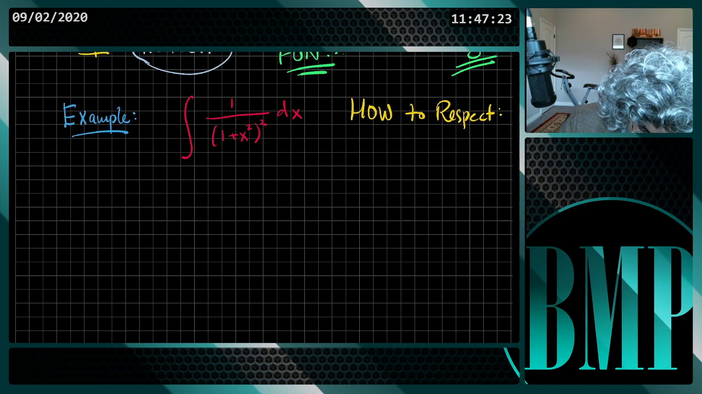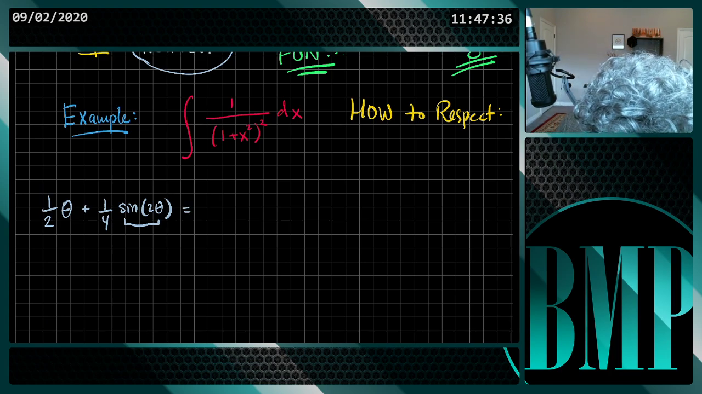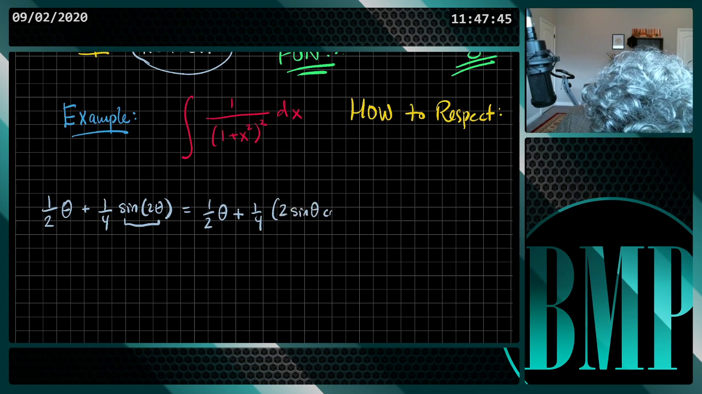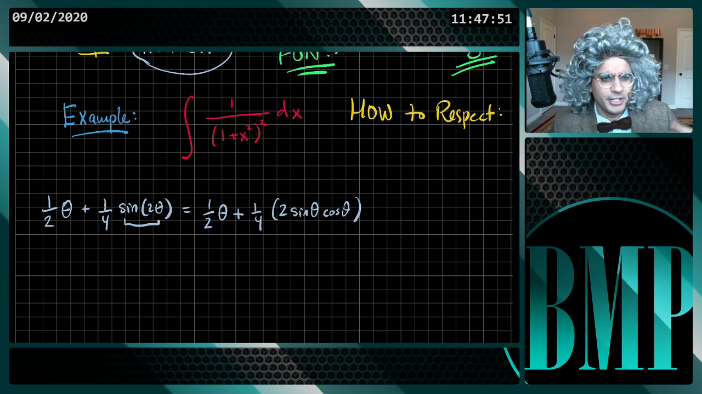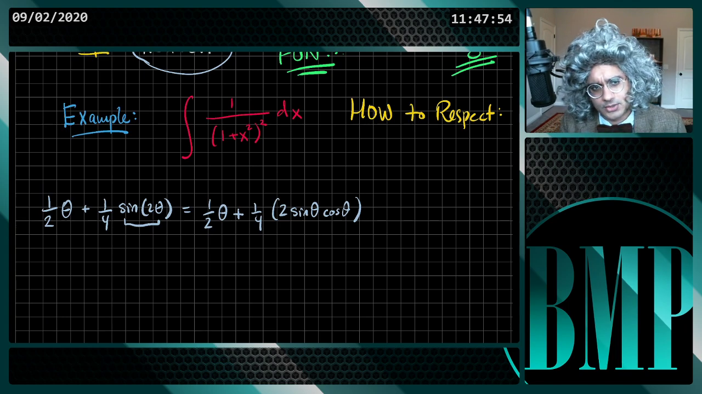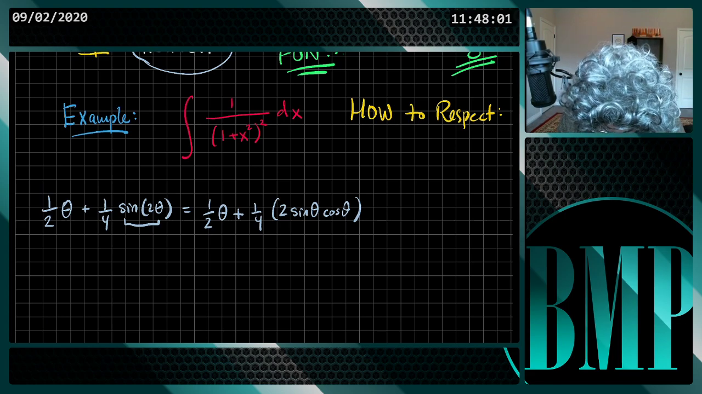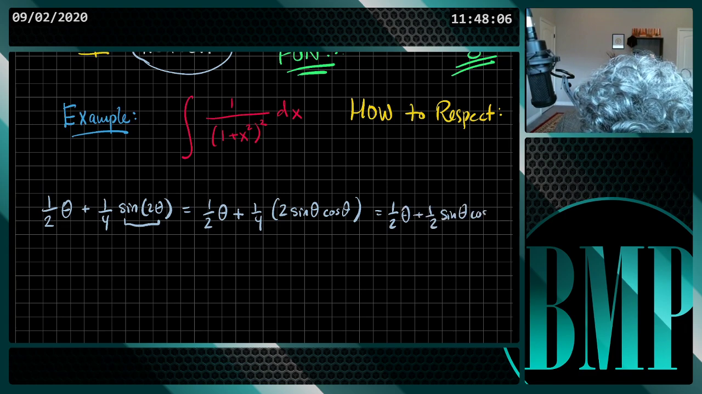So where we are is 1/2 theta plus 1/4 of sine 2 theta. Okay, I'm gonna just dissolve this using another identity. Okay, I'm just gonna go fast. 2 sine theta cosine theta is sine of 2 theta. Okay? You can use the double angle formula to deduce this as well. This is not complicated. Okay, so this is 1/2 of theta plus 1/2 of sine theta cosine theta.